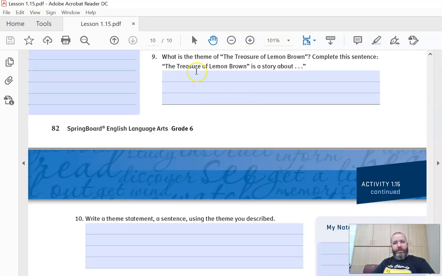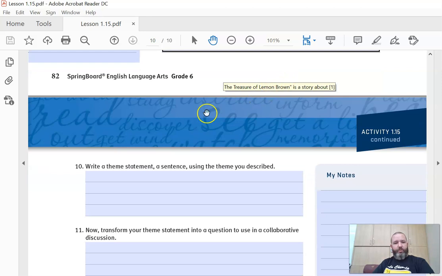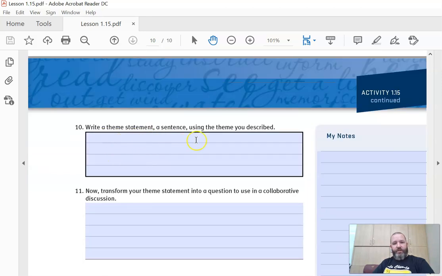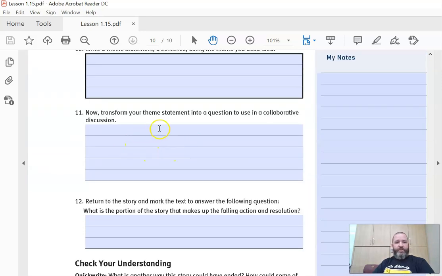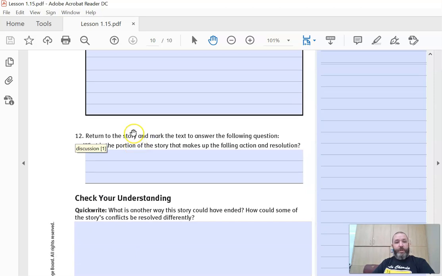Okay, so let's see what they're doing. The Treasure of Lemon Brown is a story about a boy named Greg and his interactions with Lemon Brown. Then your theme statement here: the theme of the story is. Now transform your theme statement into a question that could be used in a collaborative discussion. What do you think about blah? Or how were we able to determine, that kind of thing. Make sure it's a question that you could use in a group, because we might do that.